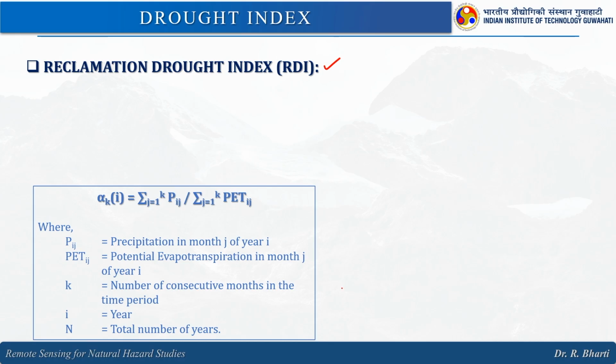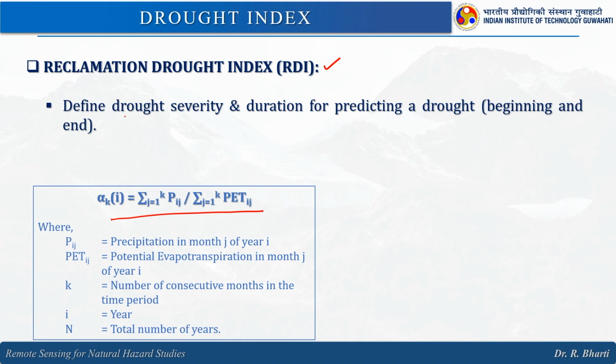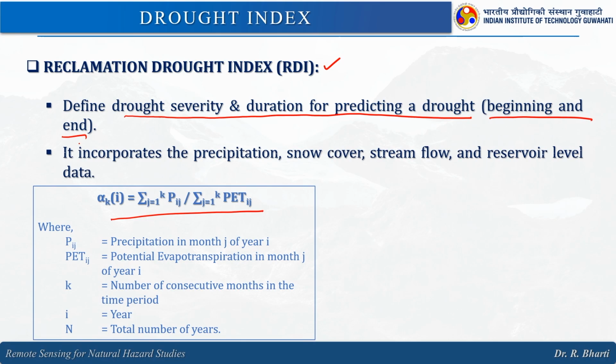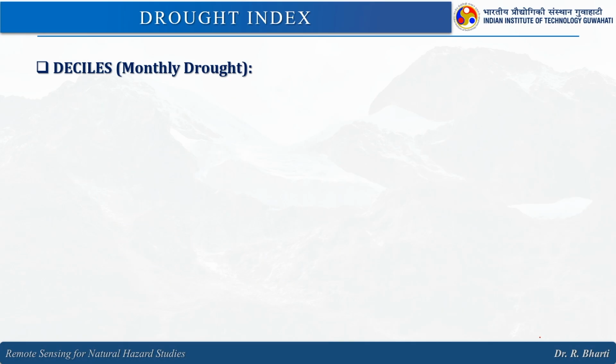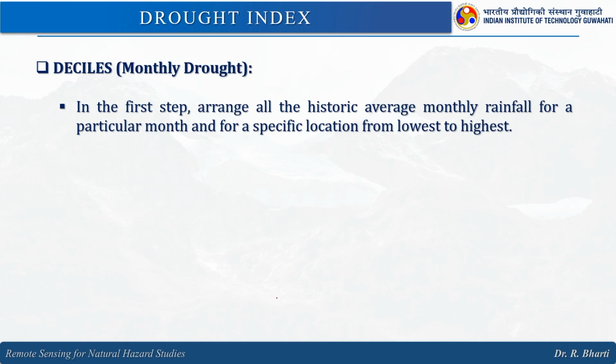Now, we have the RDI, Reclamation Drought Index, and the expression is given here. It defines the drought severity and duration for predicting a drought, the beginning and end of the drought. It incorporates the precipitation, snow cover, stream flow and reservoir level data, and here the value ranges between +4 to -4, where +4 is extremely wet and -4 is the extremely drought condition. So, from here you can get the drought condition.